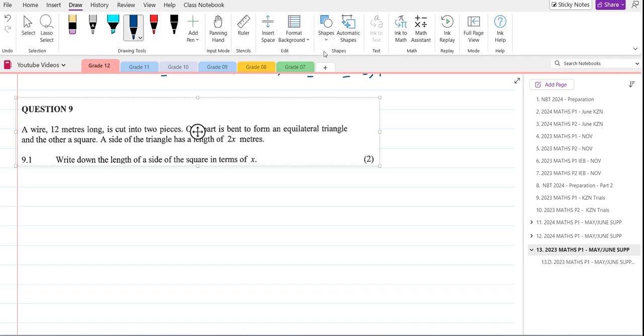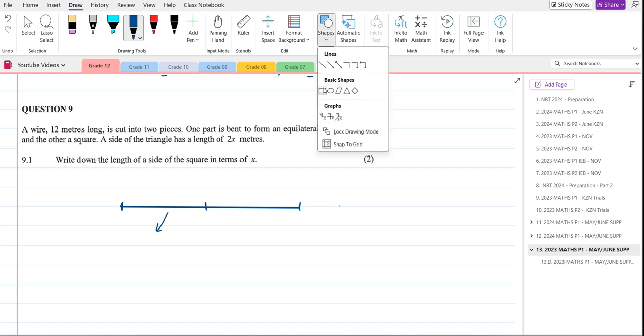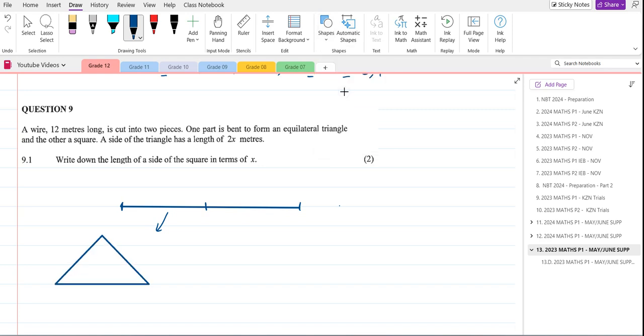We need to visualize this, right? So draw a nice picture and see what we're doing. This entire length of the wire, we're basically cutting the wire in such a way that one part is bent into an equilateral triangle, right? And each side of the equilateral triangle has length 2x, because all sides are equal, right? So how much of the wire did I use up here? I used up 6x.